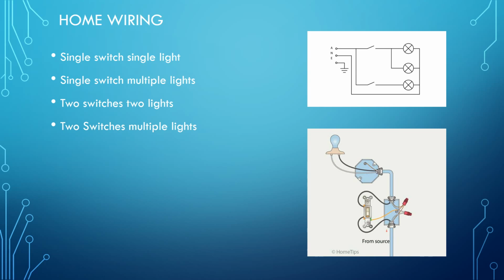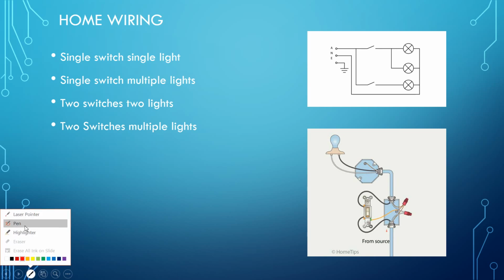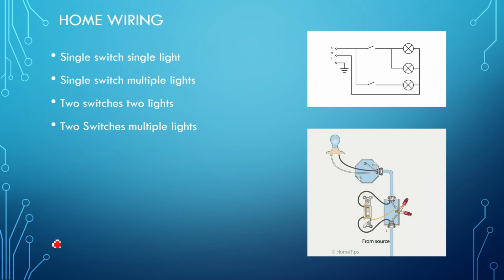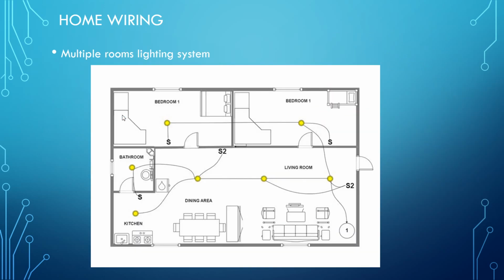Okay, so if you know about the home wiring, then you can skip this lecture and go to the next part. But if you don't know, then this is for you. In this home wiring, we will be discussing different types of switches and lighting connections. First, we will discuss the single switch single light system, then the single switch multiple light system. Then we'll discuss the two switches two light system. Then we will discuss two switches and multiple lights, and we will discuss it in detail.